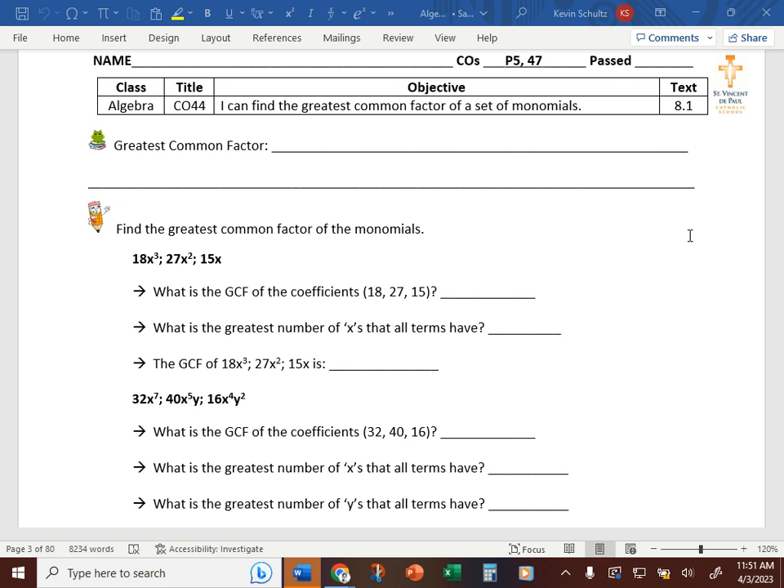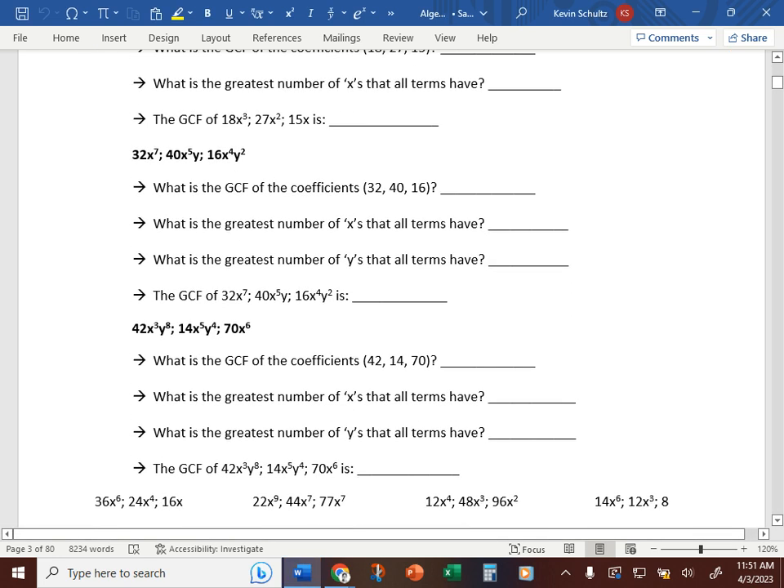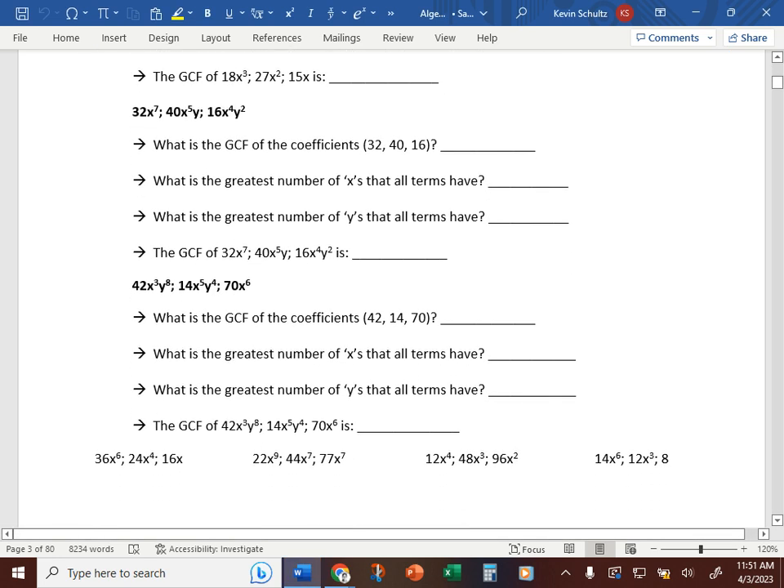Our 3 terms are 32x to the 7th, 40x to the 5th y, and 16x to the 4th y squared. So again, starting with those coefficients, what's the GCF of 32, 40, and 16? I got 4. It is larger than 4. 8. That's the same thing, but bigger. 8 is the GCF of 32, 40, and 16.